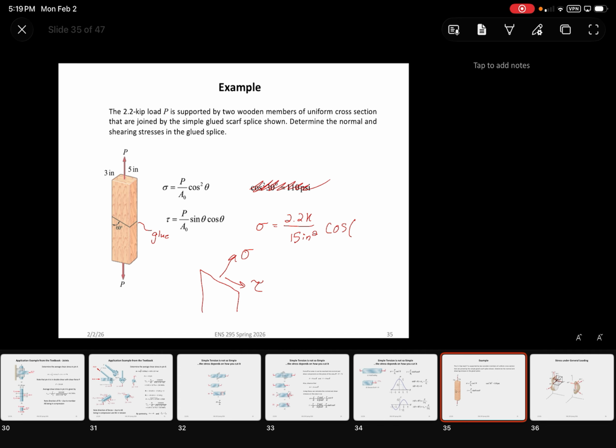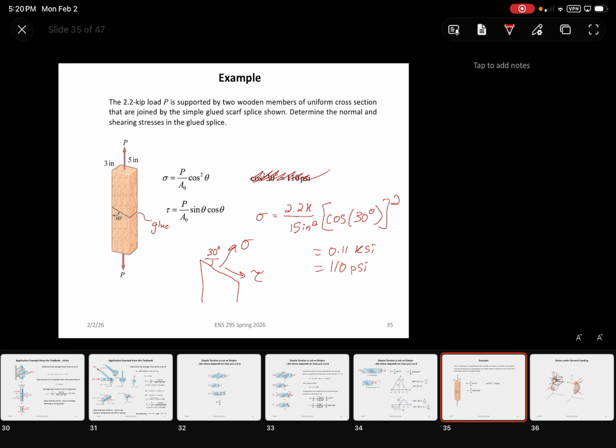And then cosine of the angle of rotation, which is 30 degrees, squared. With that being the angle of rotation. All right. Now you throw this all into a calculator. And you get that the normal stress is approximately, I don't think that's right. Did I do that right? Oh wait, no, I'm right. That should give you 0.11 KSI, which is where that 110 PSI comes from.